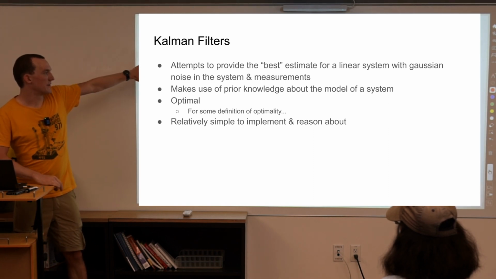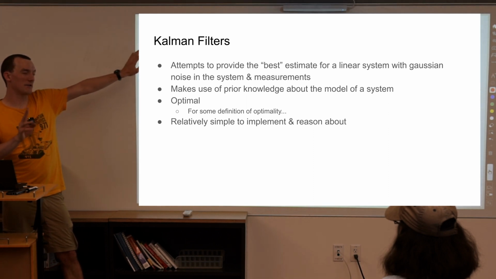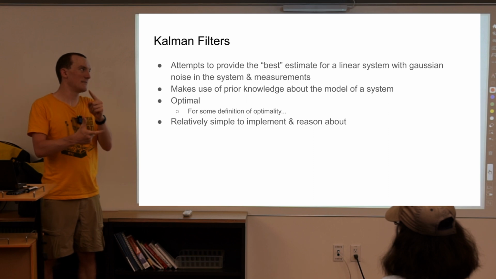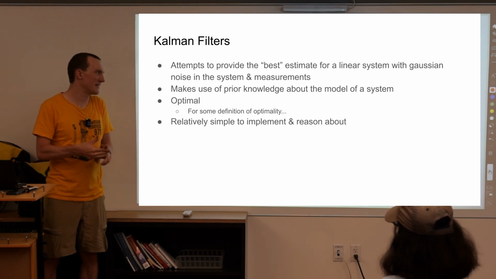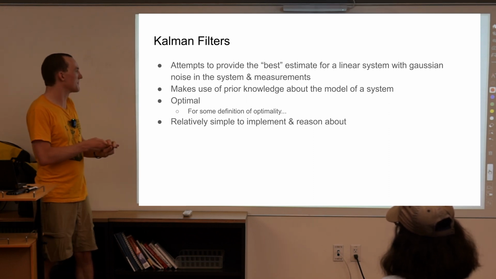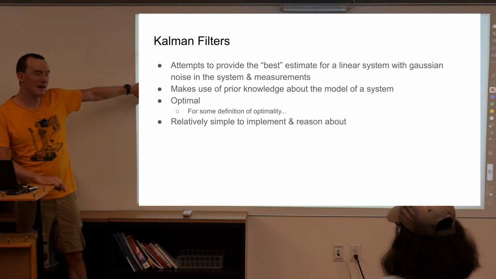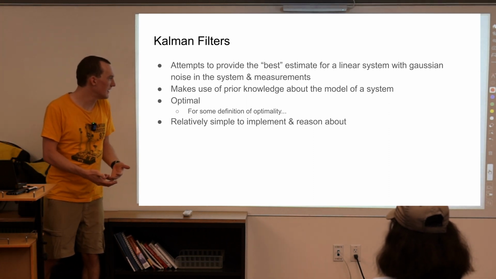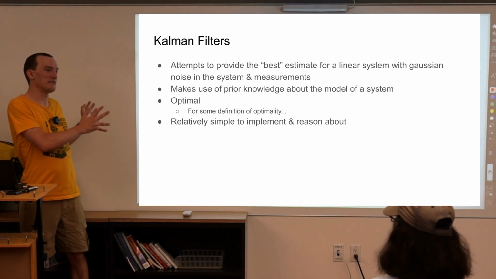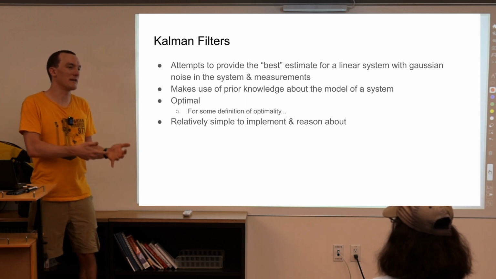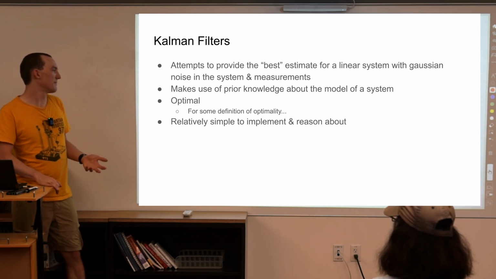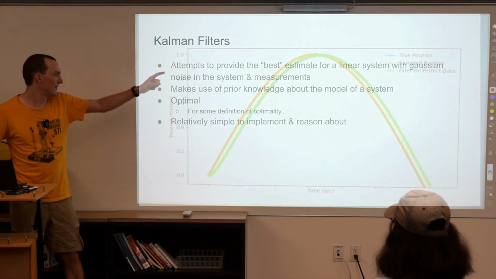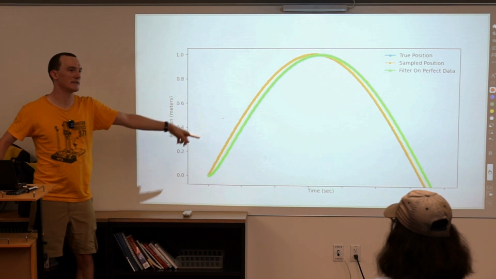The goal of the Kalman filter is to provide the best or most optimal estimate of a linear system that has Gaussian noise in both the system and the measurements. I'll try to define some of those terms in a moment. But the basic idea is that you use the fact that you can model the system, that you know what it should be doing, combined with the fact that you have sensors and you know how those relate to the system and you know what characteristics those have, to estimate what is going on and to avoid things like this where you have delays in your estimates.